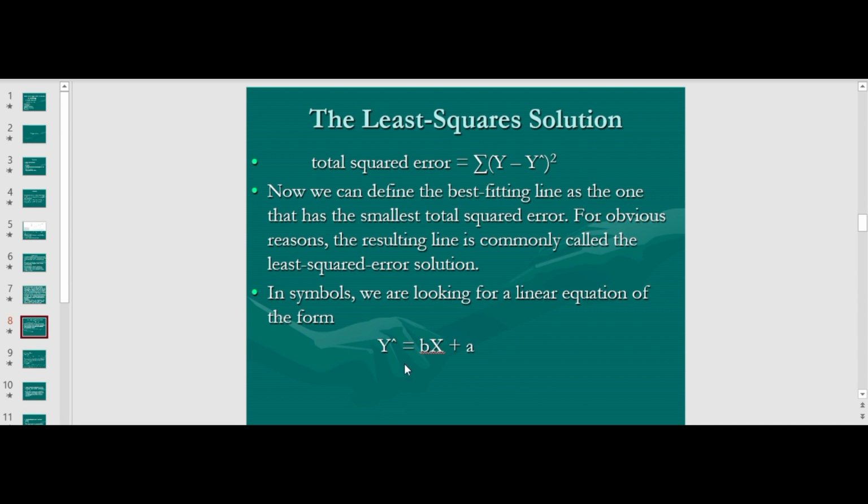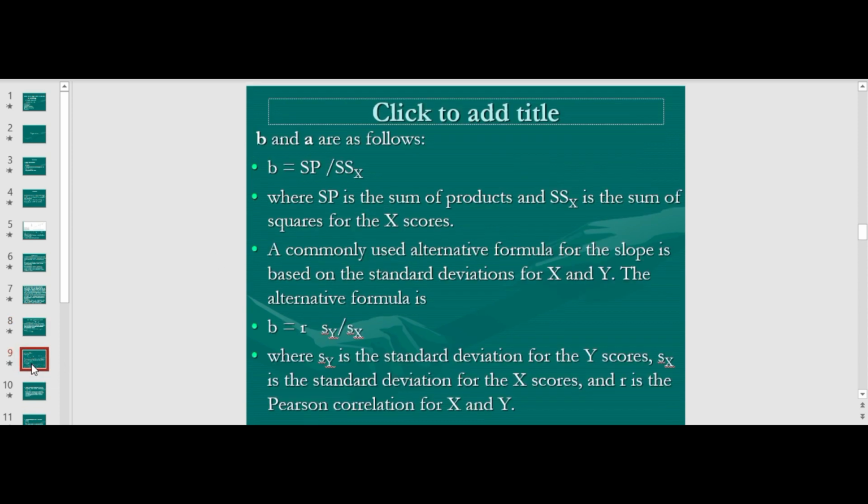So this is the equation which defines the straight line, and we calculate the values for b and a with the information taken from the sample, and calculate the predicted value of y for a set of data. B and A are as follows. B is equal to SP, where SP is the sum of products, divided by SSX.